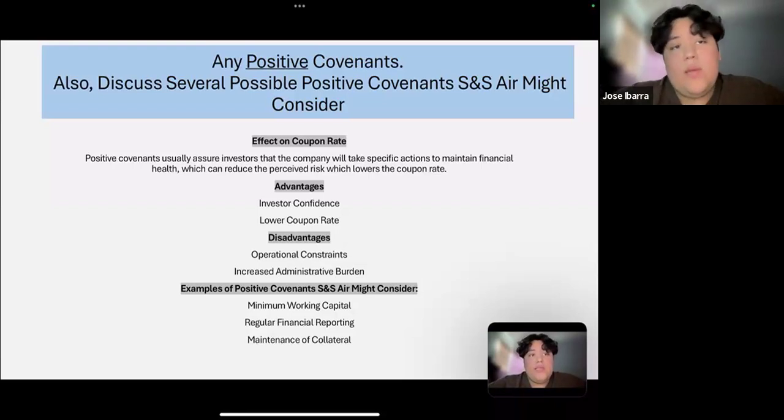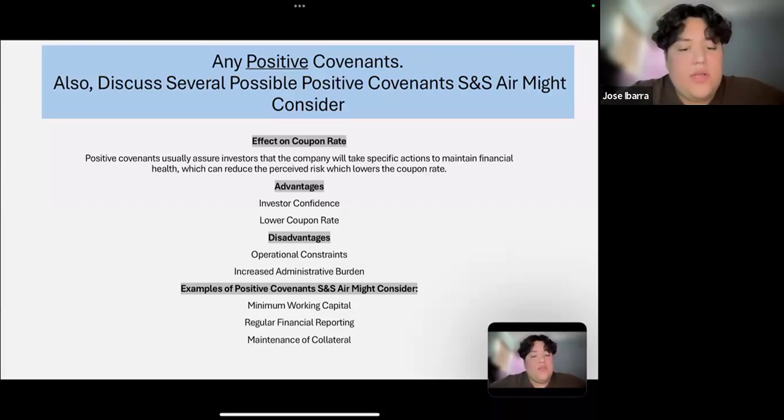collateral. When looking at minimum working capital, it would likely be phrased: SNS Air must maintain a minimum working capital of, let's say, 5 million throughout the term of the whole bond to ensure liquidity and operational continuity. And for regular financial reporting, it would be worded: SNS Air must provide quarterly and annually audited financial statements to bondholders to maintain transparency and again help assure the investors' confidence.